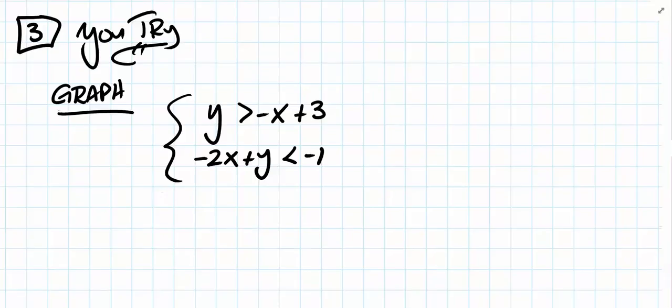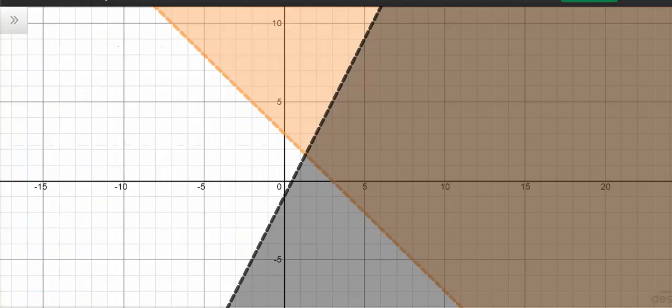Hopefully you solved this and your graph looked something like this. Is that true? Yes. Both of them were dashed, right? And the region, the dark region, is sort of this region over here to the right. You have like orange and then the black and this region over here to the right.